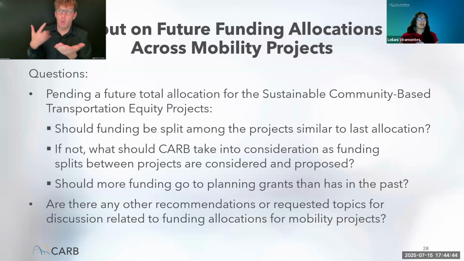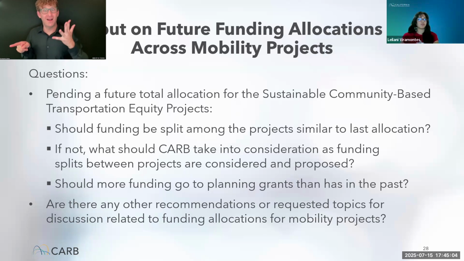First, we'd like to hear your thoughts on how funding should be allocated to the 4 projects. There are many possible ways to structure this. For example, in 2023 to 24, 1/6 of total funding went to planning, and the remaining 5/6 was split evenly among the other 3 projects.